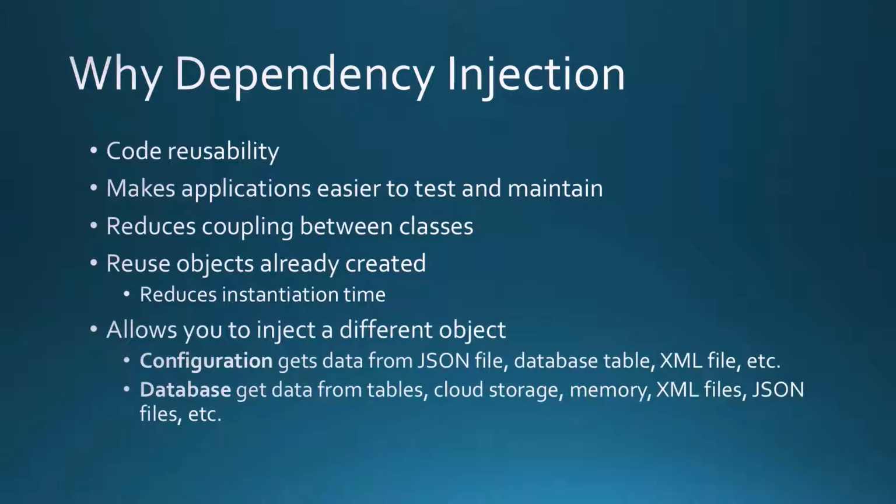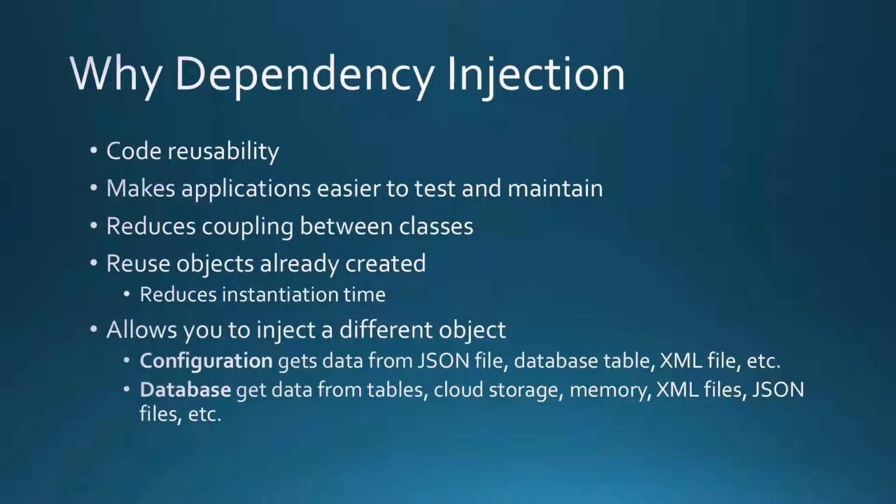It also allows you to inject a different object. Think about this for a minute. You have a configuration object in the service container. Generally, there's an interface that goes with that. So you're really just passing an interface. Well, the configuration object one time could be getting data from the JSON file, but then the next time it could be getting something from a database table. All you have to do is swap out the implementation of the configuration object with where do you want to get the data? A JSON, database table, XML file.